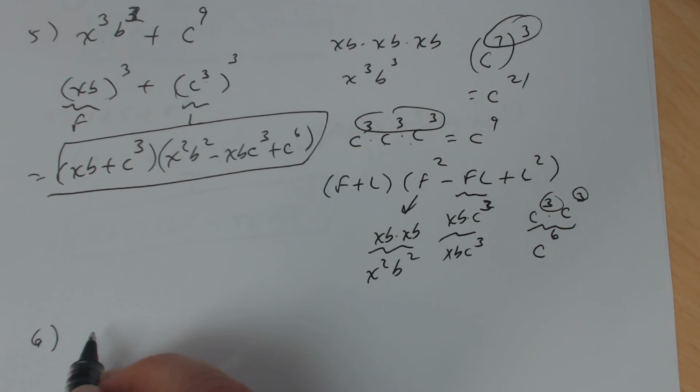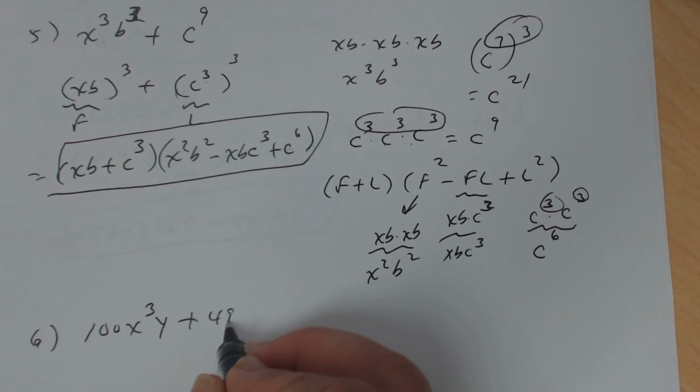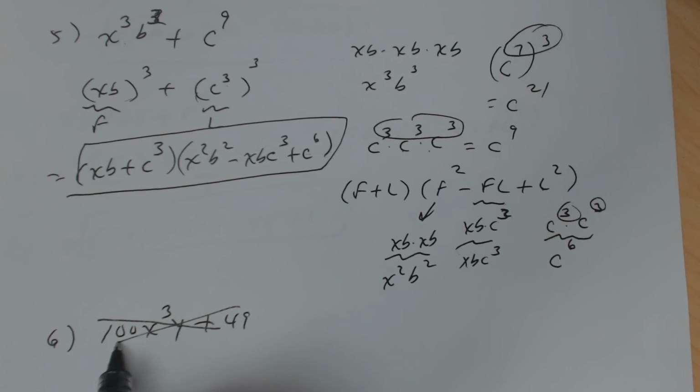All right. So number 6. We have 100x cubed y plus 49. Well, that's not going to be the sum of 2 cubes. Sorry. Let me see if I can find one. All right, let's suppose we had 24. Let's do this one.